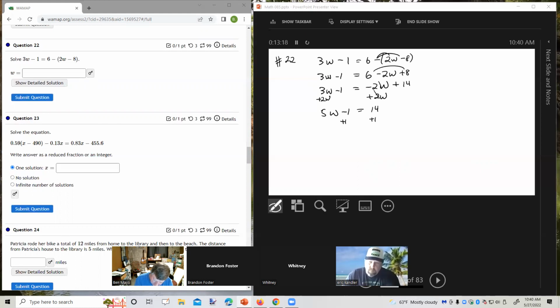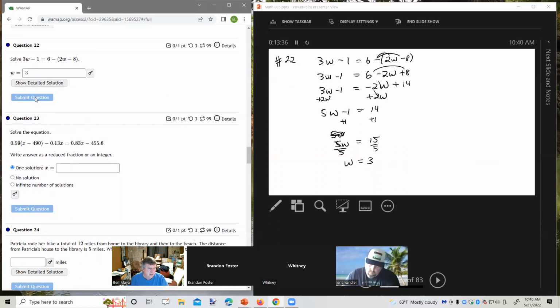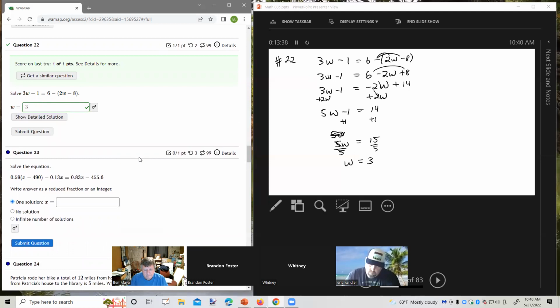To isolate the variable term, I'll add 1 to both sides of the equation. So 5w equals 15. To isolate the variable, divide both sides by the coefficient of the variable. W equals 3. Continuing on.